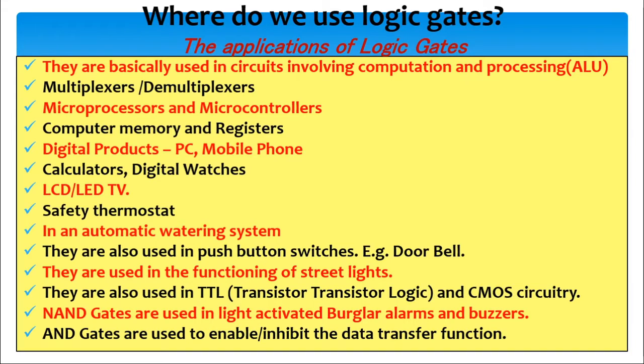It is also used in safety thermostats, in an automatic watering system. They are also used in push button switches, for example, a doorbell. They are used in the functioning of street lights. NAND gates are used in light activated burglar alarms and buzzers. The application of AND gate is that it is used to enable or inhibit, that is disable, the data transfer function.